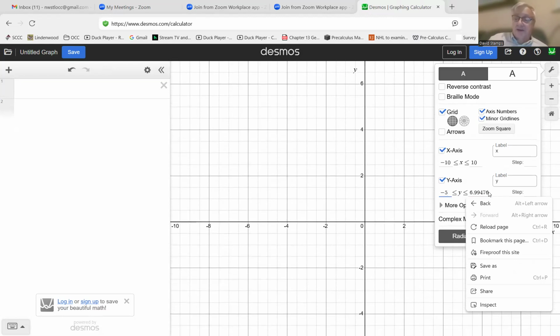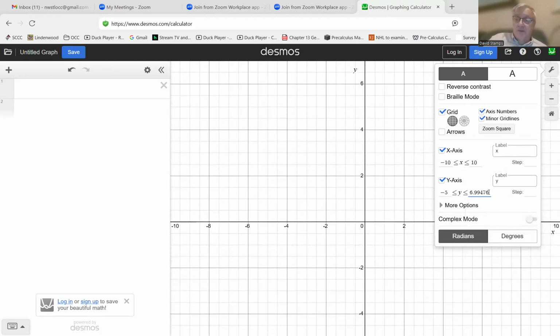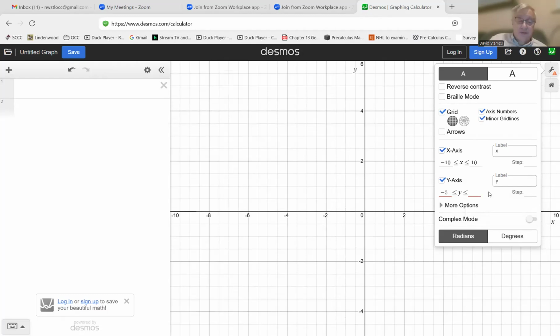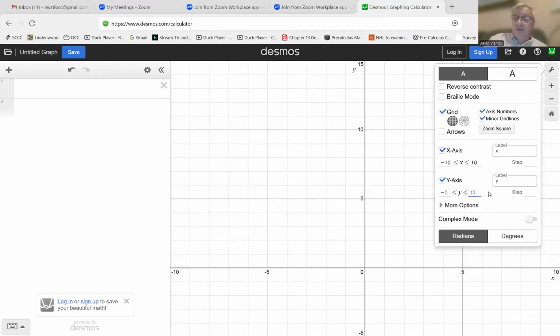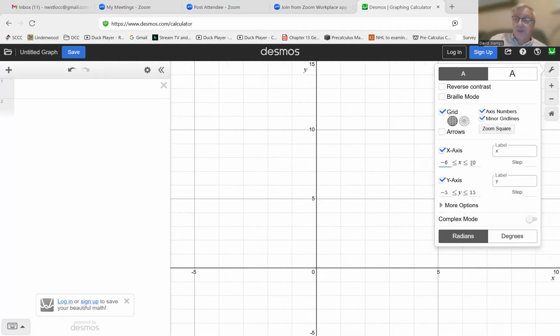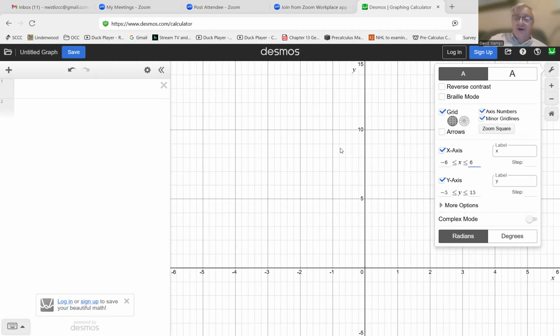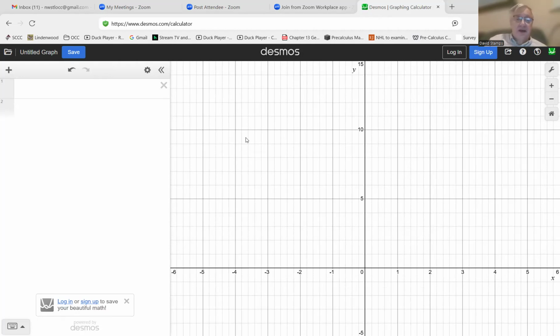I'll make the y-axis go from -5 to 15, and we may adjust that as we go. Let's cut down the x-axis a bit. That way it'll fit on the screen in a way that makes it helpful, I think. Well, let me get rid of that. And first, I'm going to start with a basic. We've done this a number of times before.